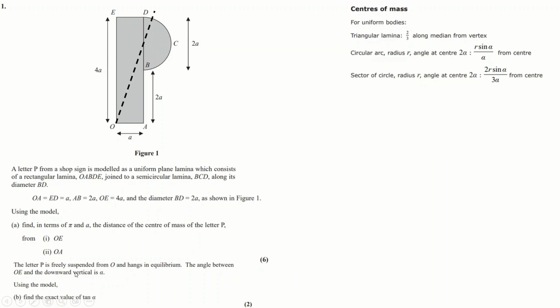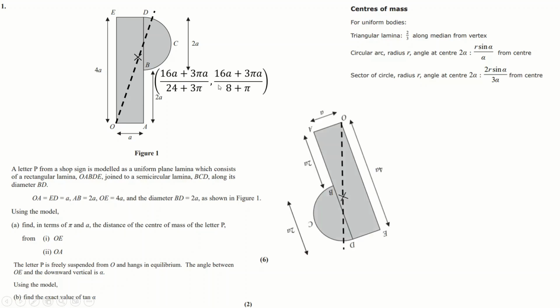And now P is suspended freely, so it's suspended freely from O, and now the vertical line here is going to go through the centre of mass, which we worked out to be this. And now you can turn your page if you're doing this exam for real, or of course if you're doing it in PowerPoint, you just copy the picture and rotate it around a bit. So now this vertical line goes through the centre of mass, which means this distance here, we actually worked out was this distance, and likewise this distance here, from O to this point, is just this distance here, and the angle alpha, that's the angle from the downward vertical to OE. So that's going to be the angle alpha there.